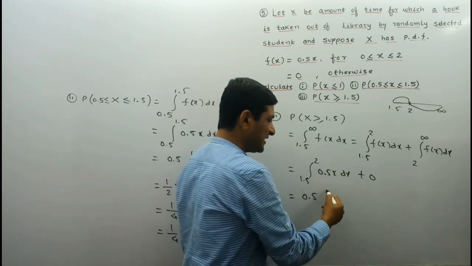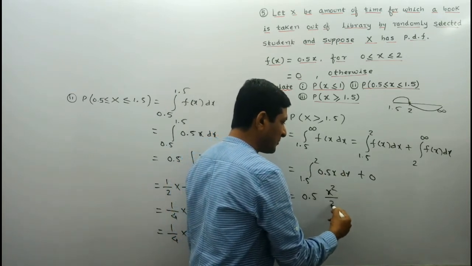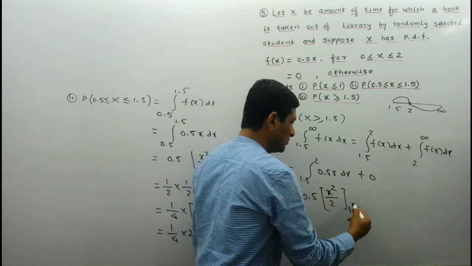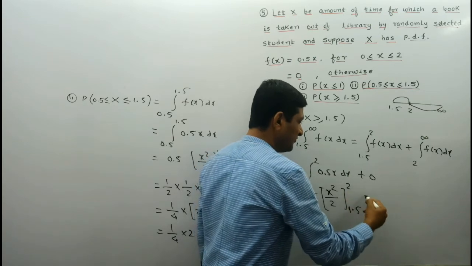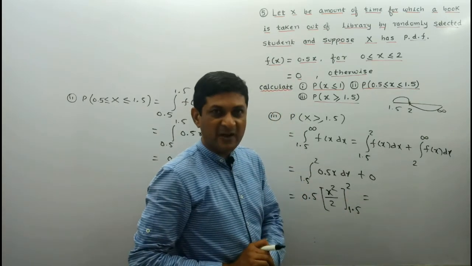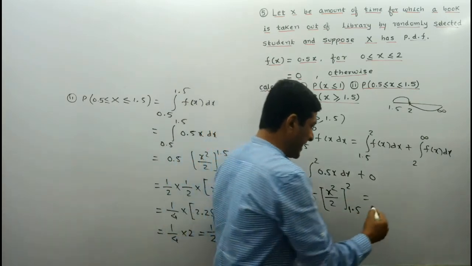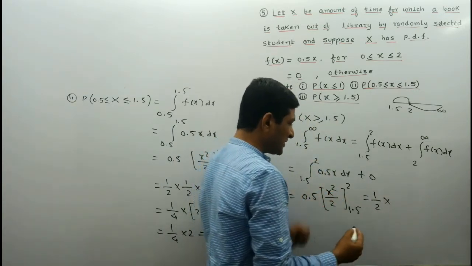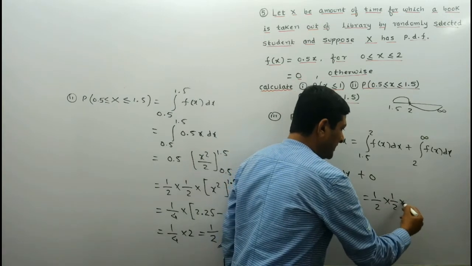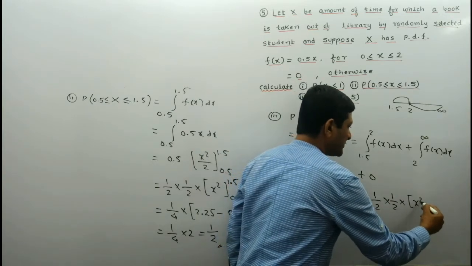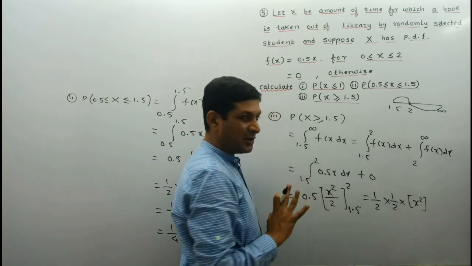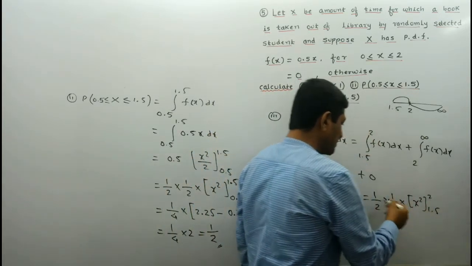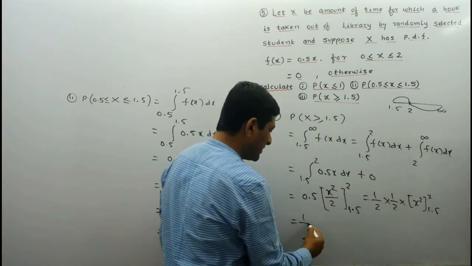Here 0.5 is a constant term, take it outside the integration. Now we integrate x, whose integration is x square upon 2, where the limits of integration are 1.5 to 2. Observe the calculation part very carefully. Here 0.5 can be written as 1 by 2, a constant, so take it outside the limit. The remaining part is x square, with limits 1.5 to 2. So 1 by 2 into 1 by 2 will be 1 by 4.